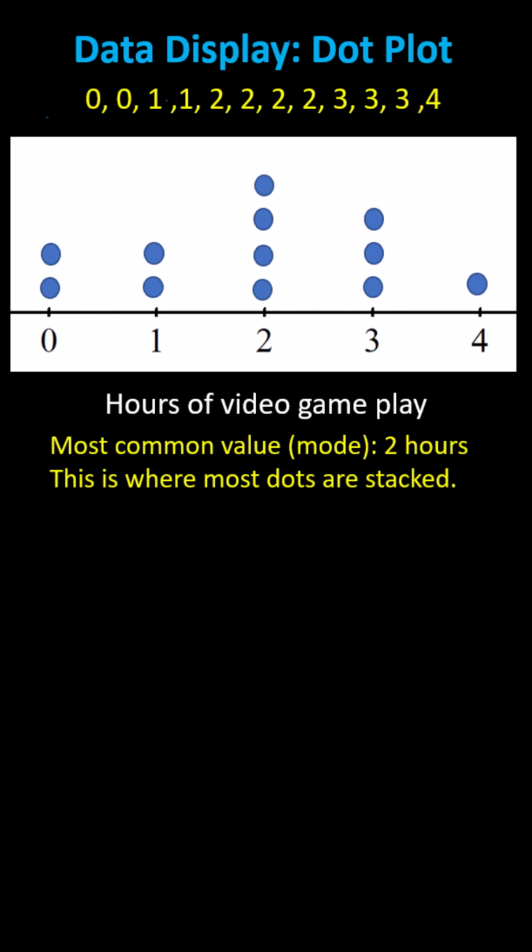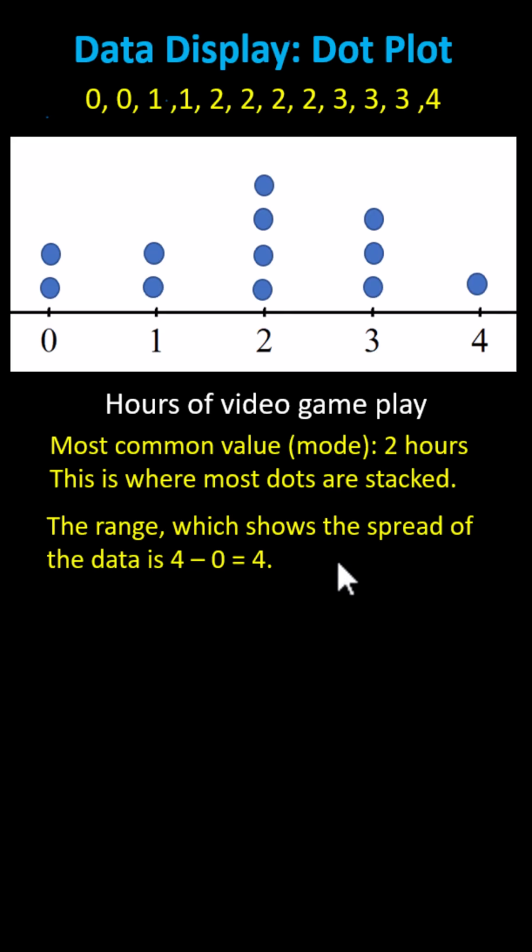The range measures the spread of the data. The range is the maximum value minus the minimum value. In this case, the range is 4 minus 0, which is 4. This is more helpful when we're comparing multiple sets of data. And now let's determine two measures of center.